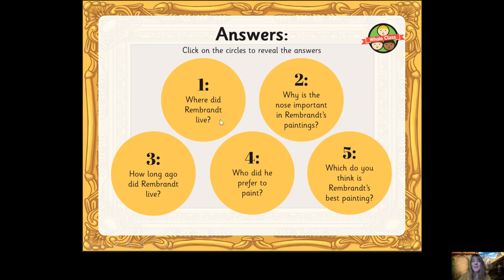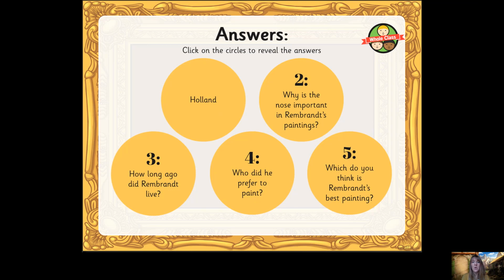Where did Rembrandt live? He lived in Holland. Okay. If you've written that he was Dutch, I'll accept that answer as well. So he was from Holland, he lived in Holland, well, he was Dutch. Number 2.